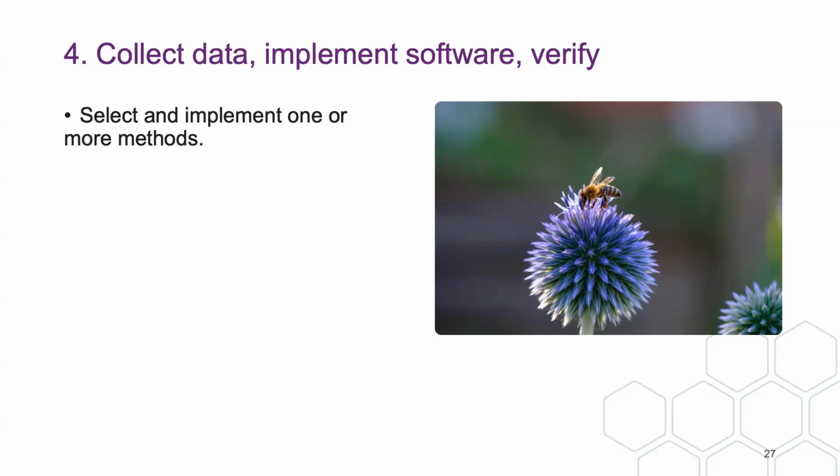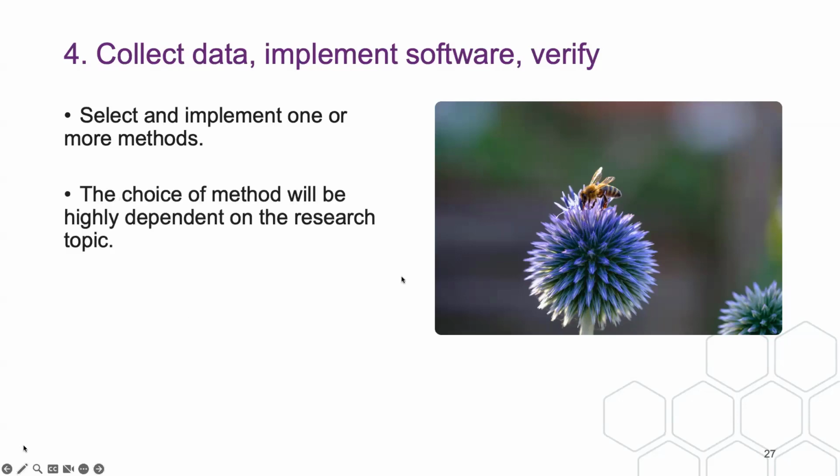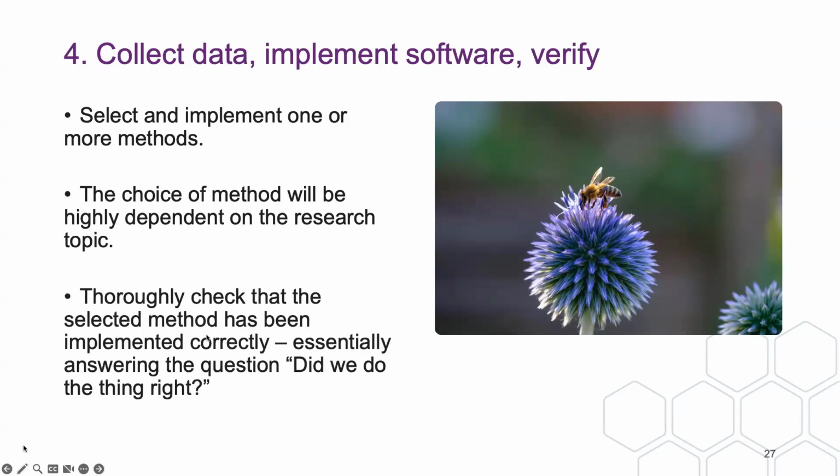I have a massive data set and I think I'm going to make it smaller because it's just so much easier to work with and see if your computation and any matching that you're doing is actually correct. And of course, the choice of method is going to be highly dependent on the research topic. And you're going to need to thoroughly check that the selected method has been implemented correctly. And that's what we mean when we talk about verifying your process or method.